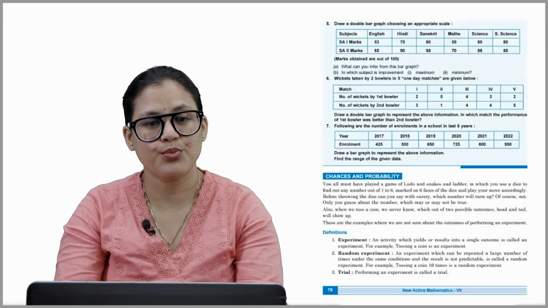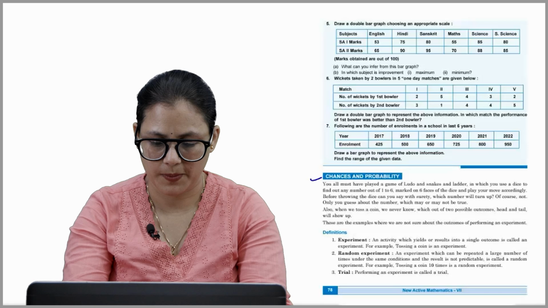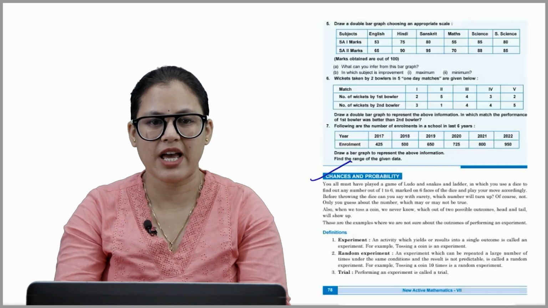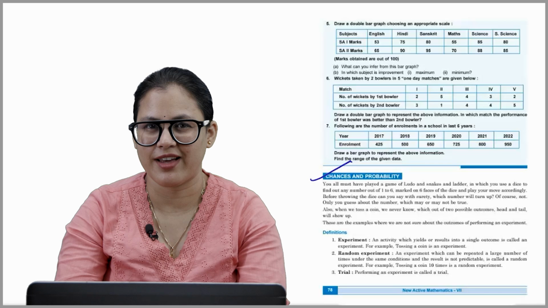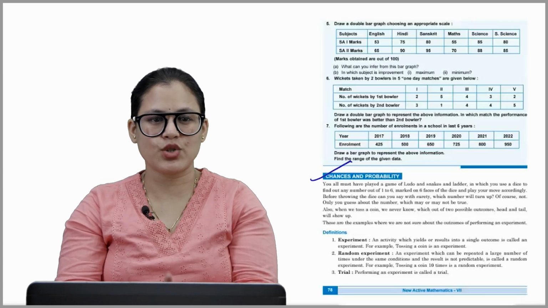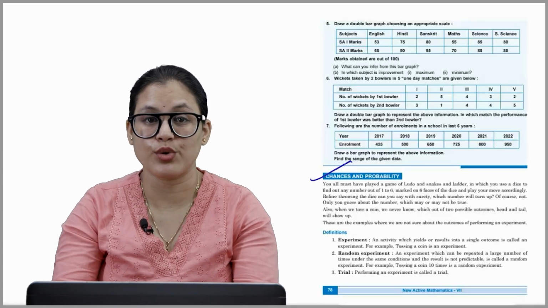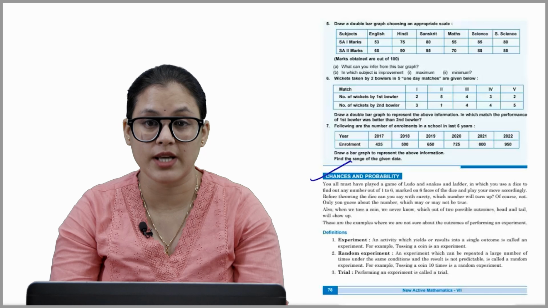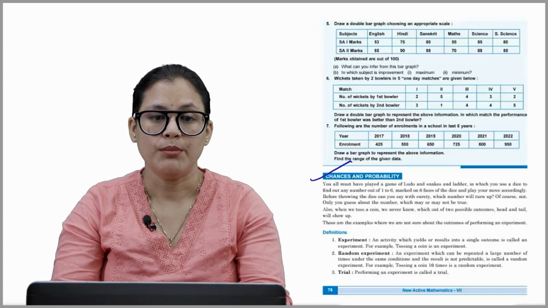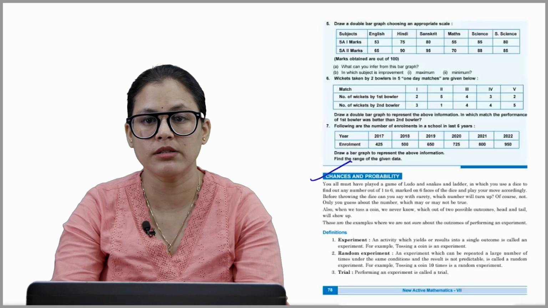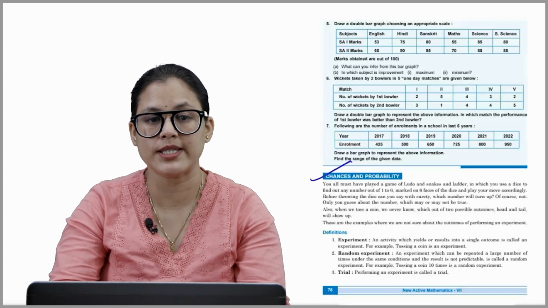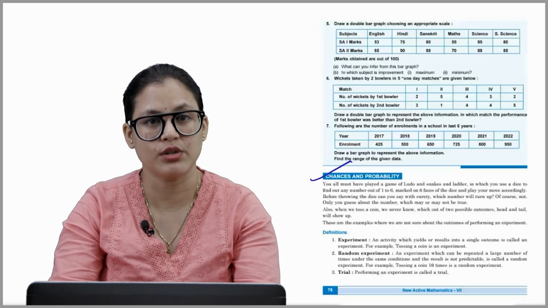Chances and probability. You all must have played a game of Ludo and snakes and ladders, I'm sure about that, in which you use a dice to find out any number out of 1 to 6 marked on the 6 faces of the dice and play your move accordingly. Before throwing the dice, can you say with surety which number will turn up? Of course not. You only guess about the number, which may or may not be true.